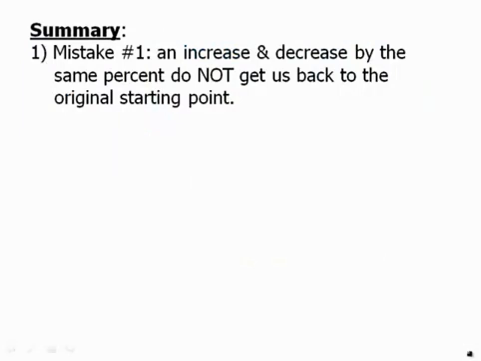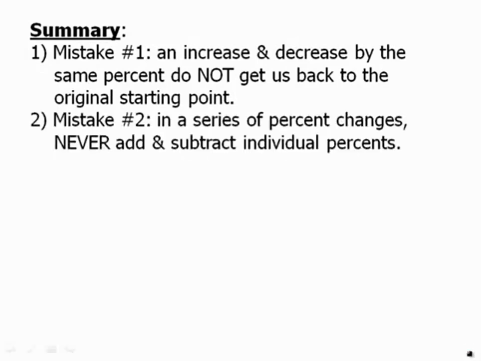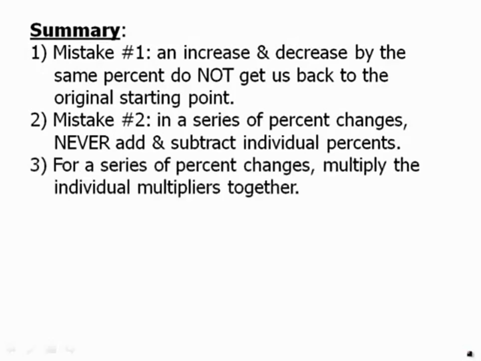So in this topic, it's very important to understand both the nature of the mistakes, the very tempting mistakes, as well as to understand what the right thing is to do. Mistake number one, an increase and a decrease by the same percent do not get us back to the same original starting point. Mistake number two, in a series of percent changes, never add and subtract the individual percent. That will be wrong 100% of the time. Instead, what we're always going to do is figure out multipliers and multiply all the individual multipliers together.